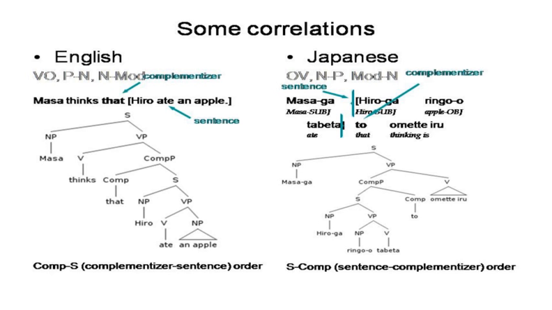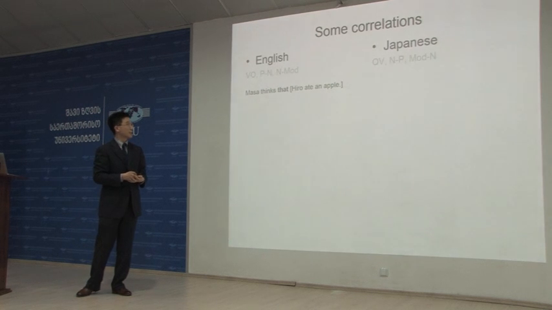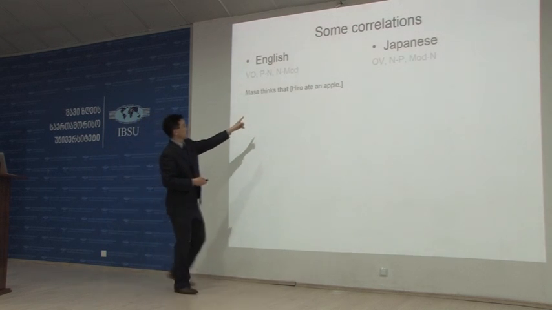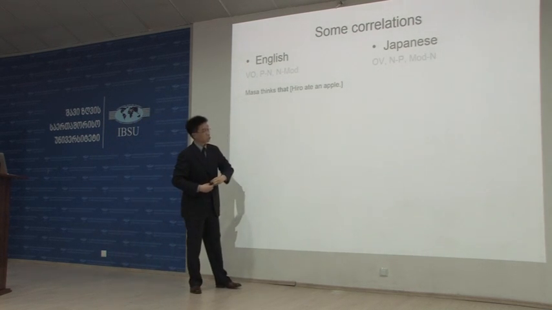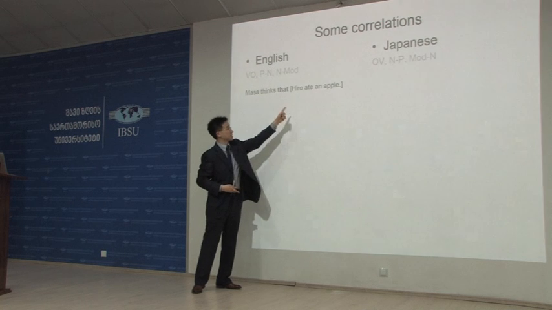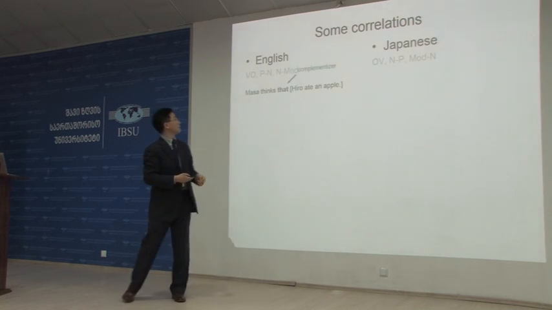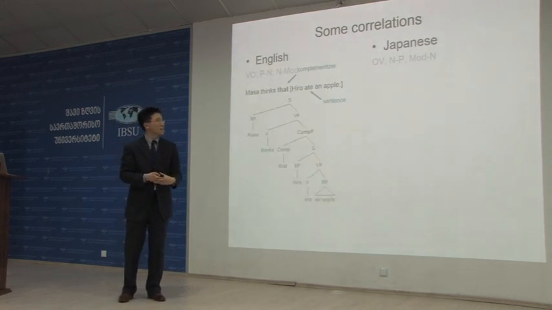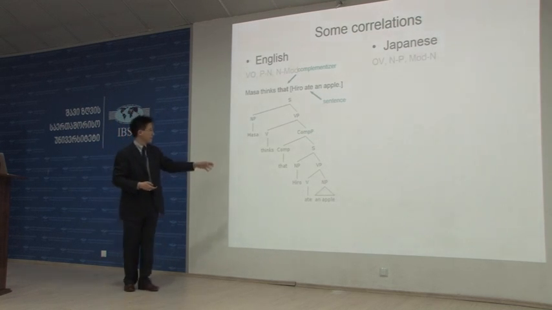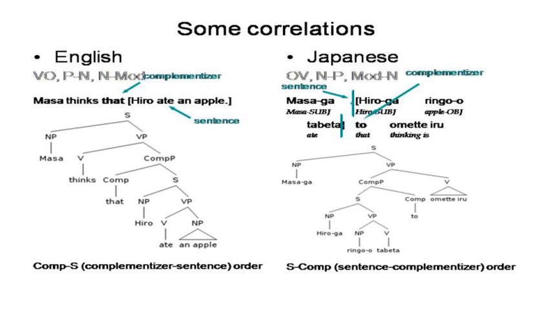Now we have whole sentences. Masa thinks that Hiro ate an apple. So we have this complementizer, we call this a complementizer, excuse me. And there's a sentence here. Complementizer in the sentence, and this is what it would look like. Here's the complementizer, and this is the sentence, okay?